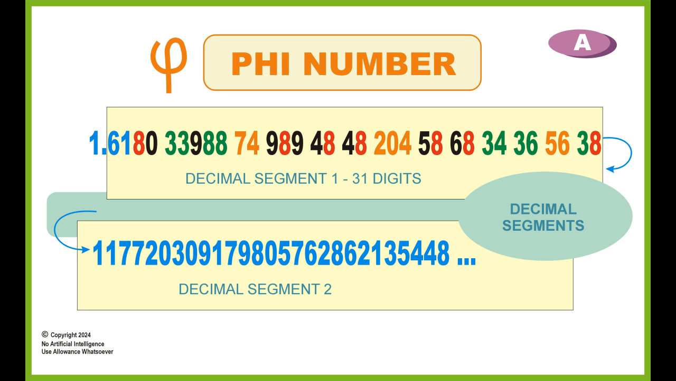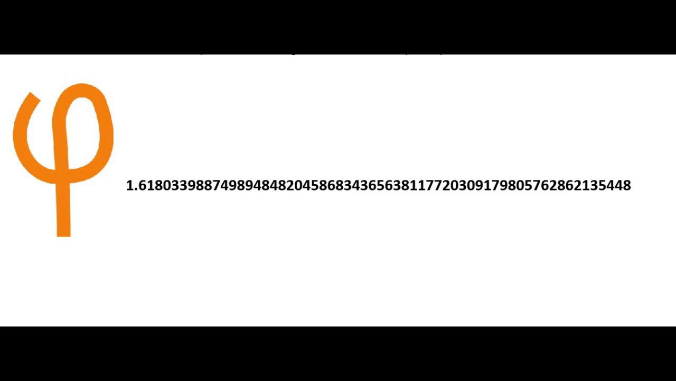We start by presenting the phi number on board A, as it derives from the golden ratio. It reads: Are you ready?